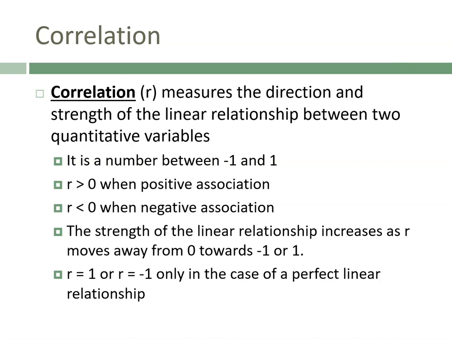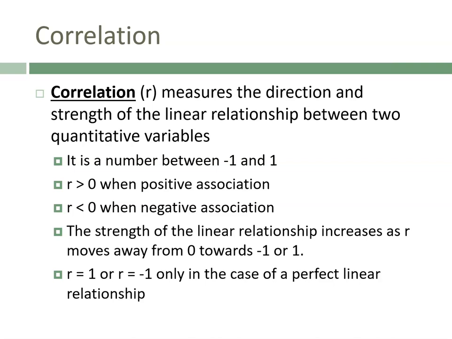Some facts that are true. It is a number between -1 and 1. So this was earlier when I was saying when you're describing the scatter plot, don't say there's a, the correlation, blah, blah, blah, because correlation is a number. It's a number between -1 and 1, so it's usually a decimal. When R, this correlation, is positive, above 0, then there's a positive association. When it's below 0, there's a negative association.